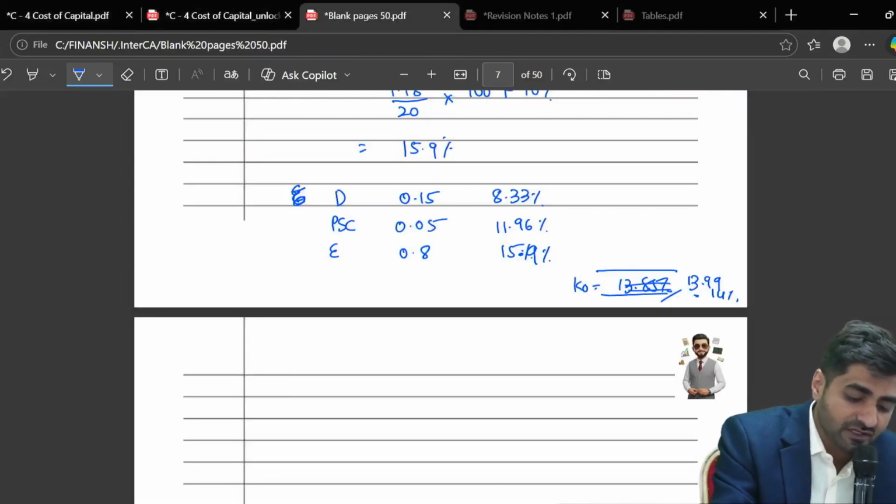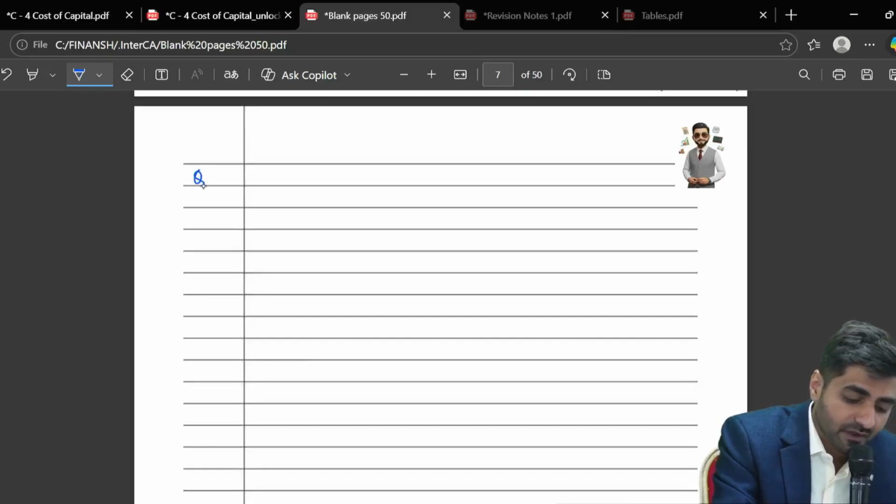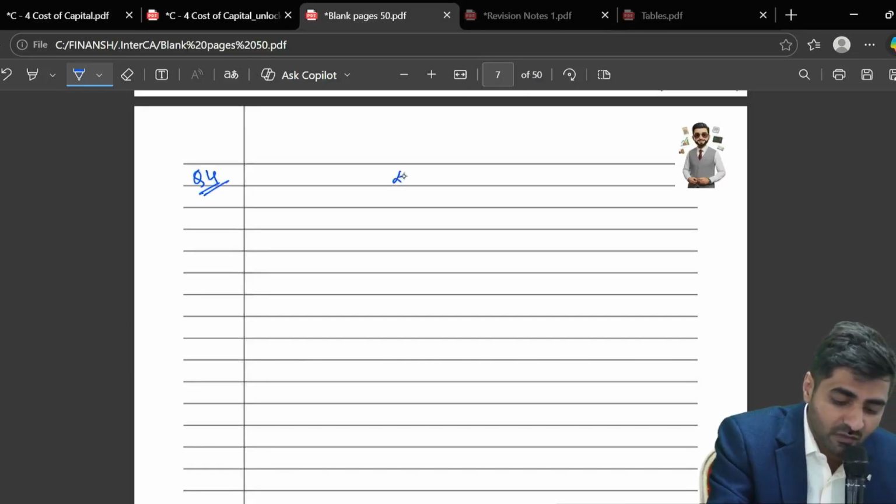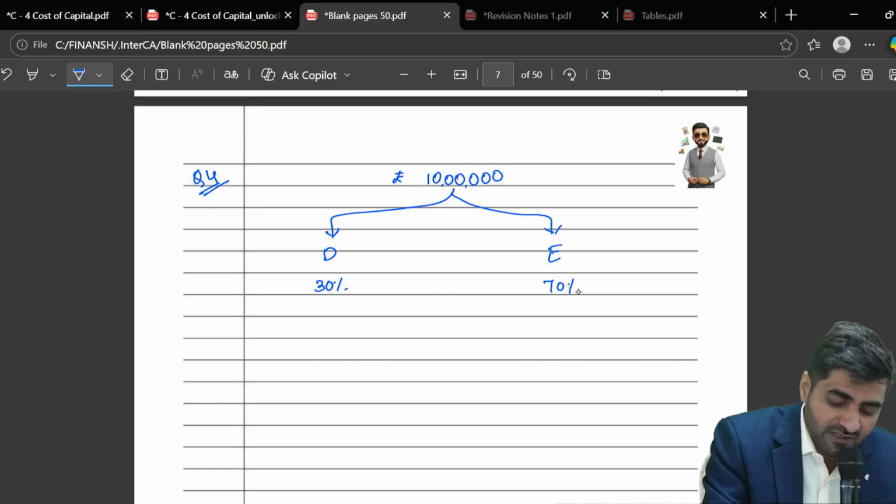So now, my dear students, question number 4. Can you please tell me how much amount is required to be raised? 10 lakhs. So out of these 10 lakhs, now we have to divide into 2 parts. We have to take debt, we have to take equity. So debt should be what? 30%. Equity should be what? 70%.